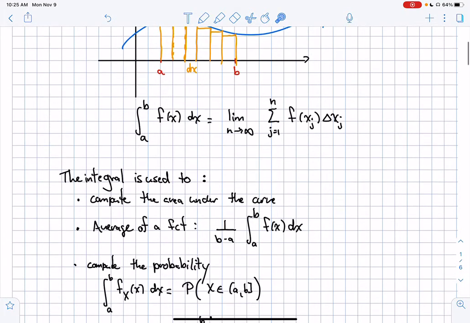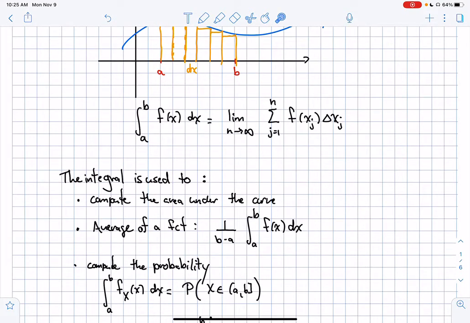Another use of the integral is in probability. If you have a random variable x that is continuous and has a PDF, a probability density function little f, then if I integrate this PDF from a to b, this is the probability that the random variable takes value in the interval ab.